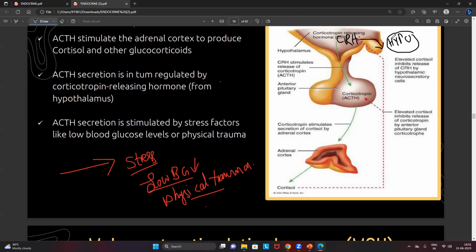Now listen to me. You also know very well which cells of the hypothalamus release the corticotropin releasing hormone. Undoubtedly, friends, neurosecretory cells only. Okay, you got the point. That is a very clear point. Now try to understand me.